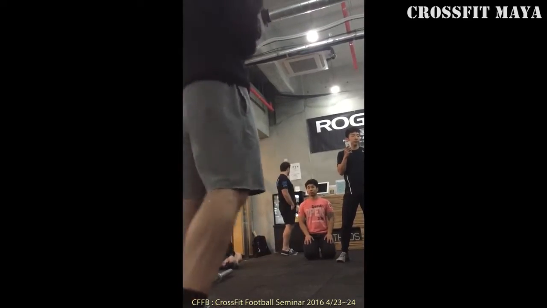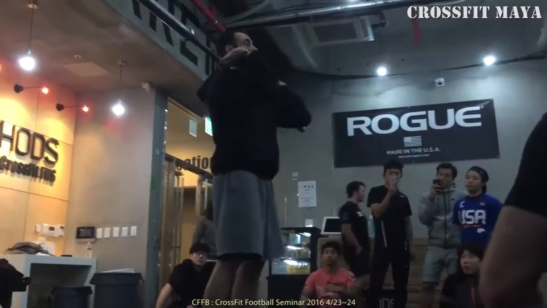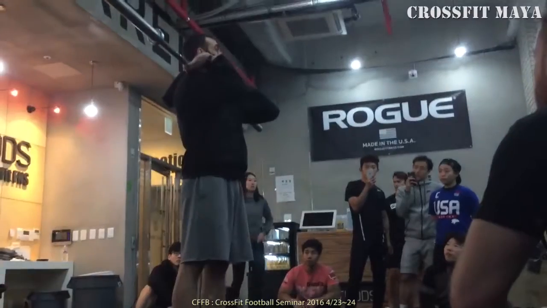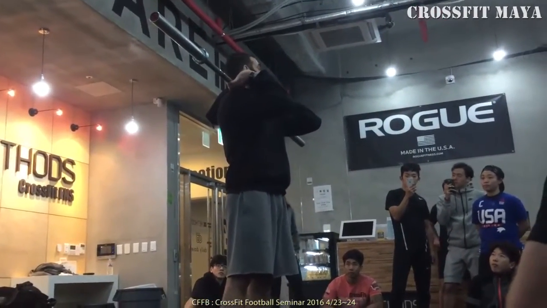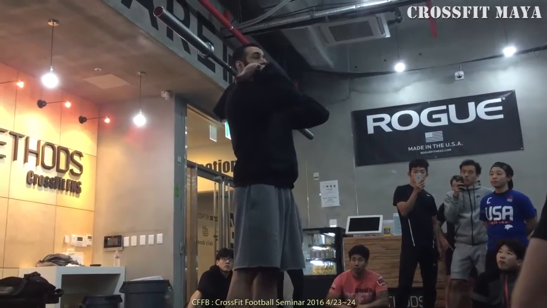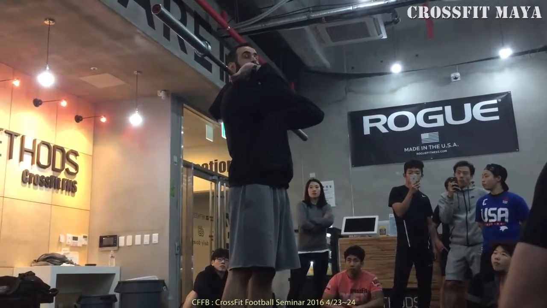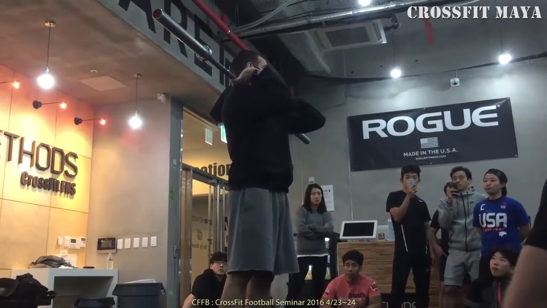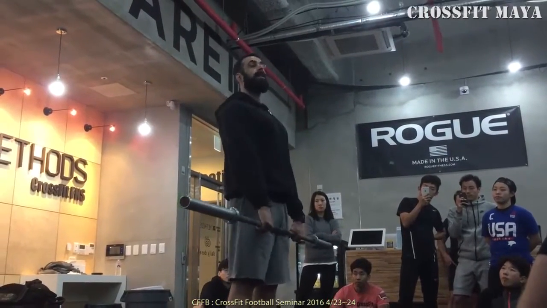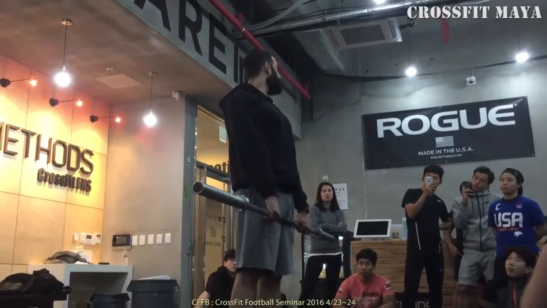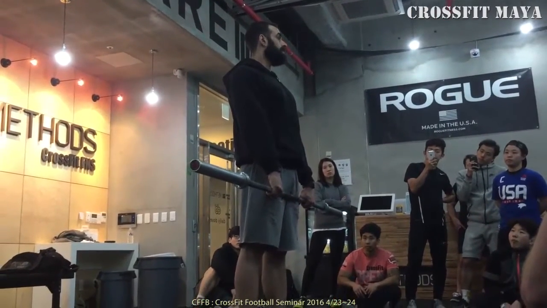At the end of the day, the power clean, it's going to be just the front rack position. From here, we have to learn how to bring the bar down. It has to be as close as possible to the frontal plane. To do that, we bring our elbows back and then just bring the bar down.